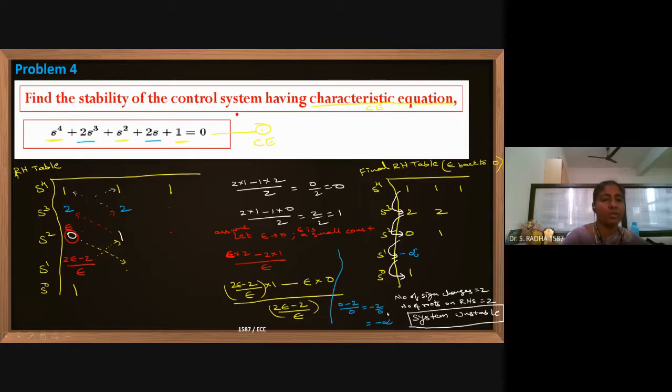So what we have done in step 1, we proceeded with general calculation, preparing the RH table. On the way, wherever the first element was 0, we assumed it as epsilon and completed the RH table. Then in step 2, we replaced epsilon back to 0, and the final RH table came. And this is our step 3.